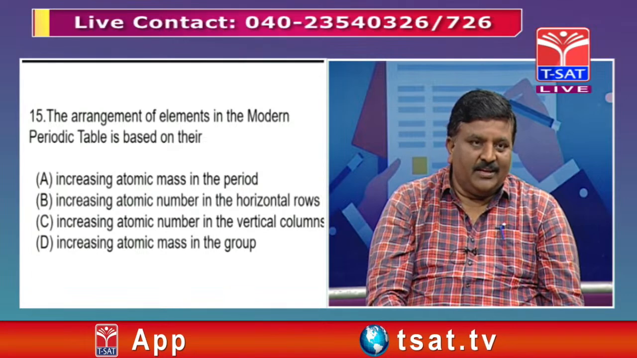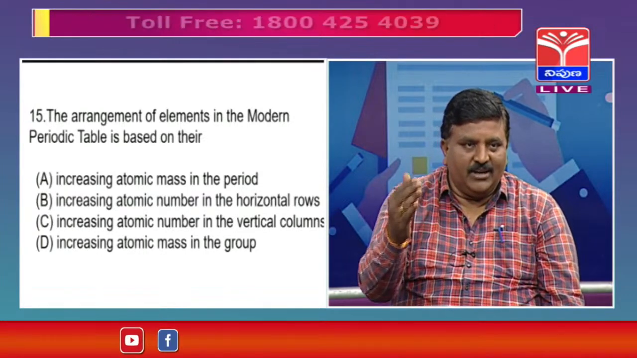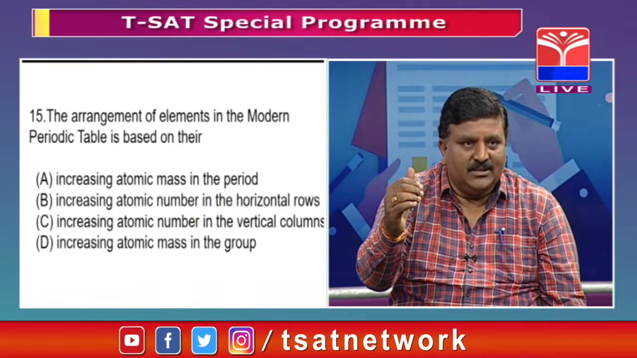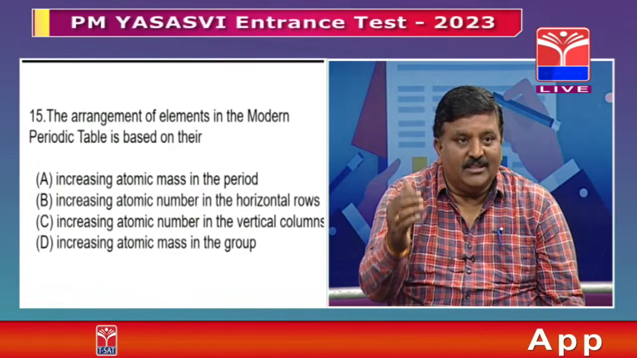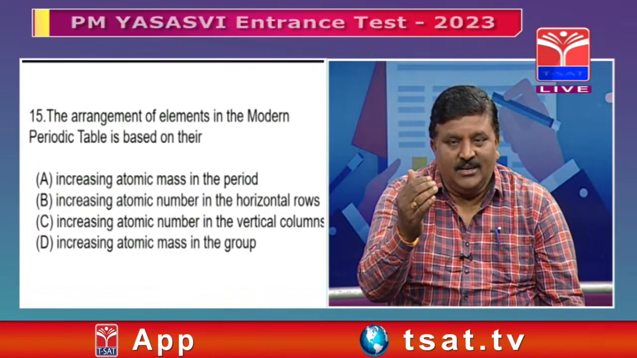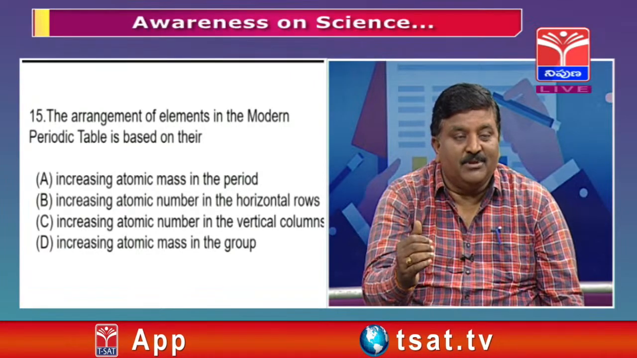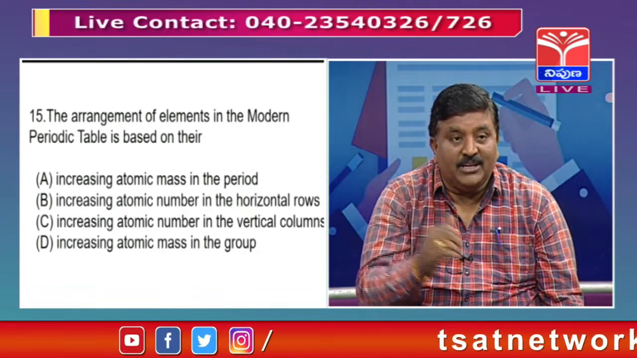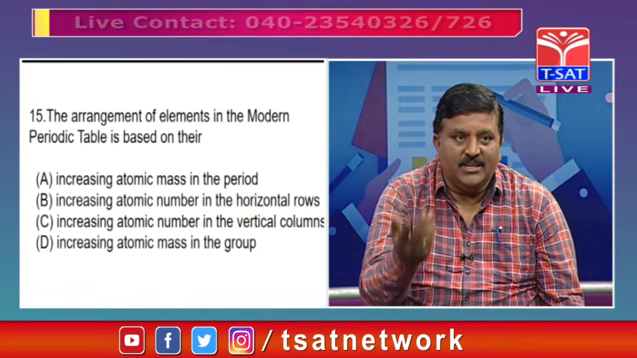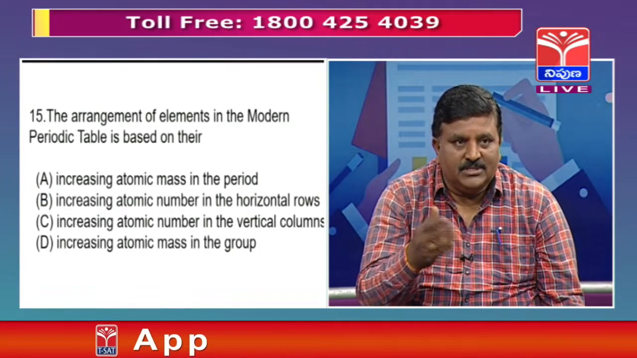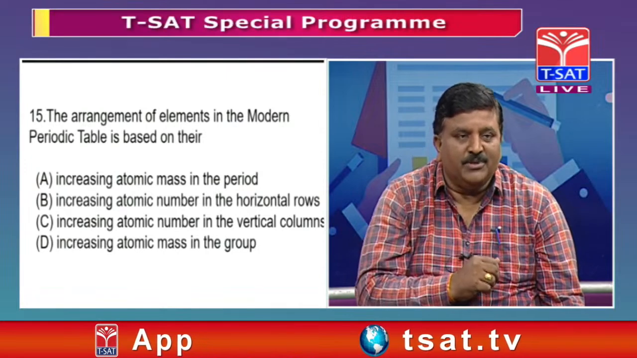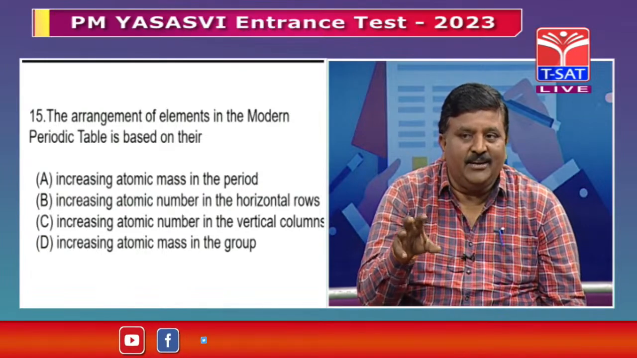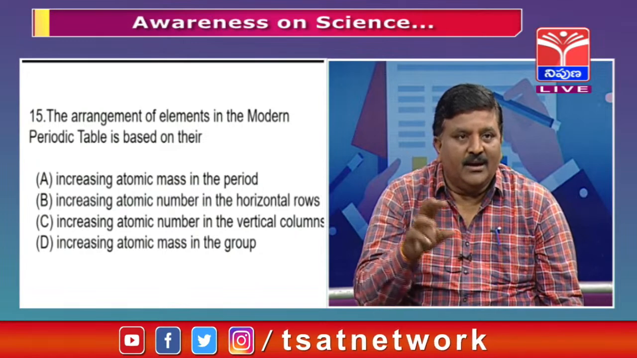Yes, in the group, for example, the first element has low atomic mass, but what about the second element? The period is changed. The first element belongs to the first period and the second element belongs to the second period in the same group. So, it is not periodical in atomic number. Generally it will have increasing atomic mass, but the modern periodic table is designed based on atomic number in the horizontal rows.